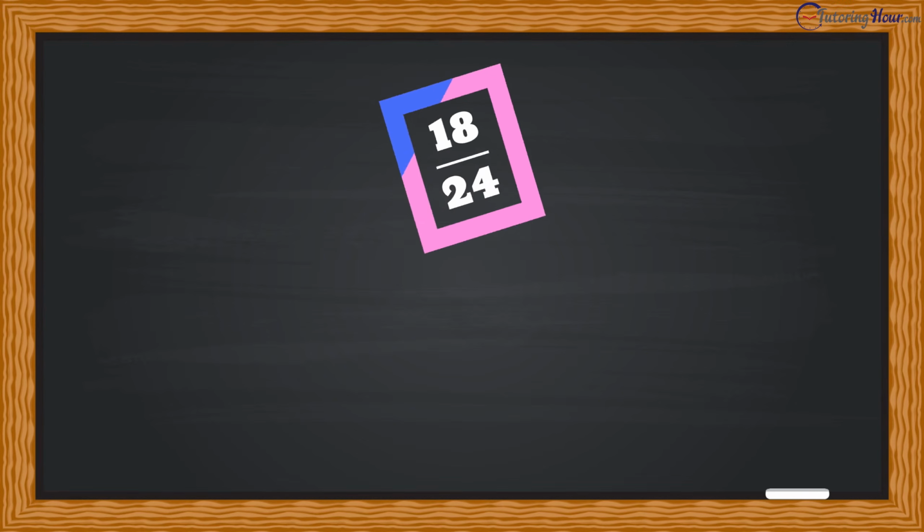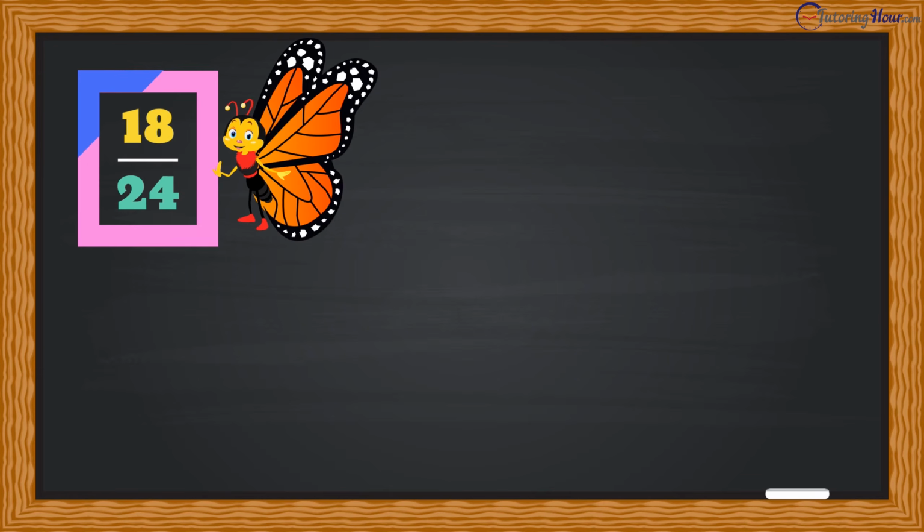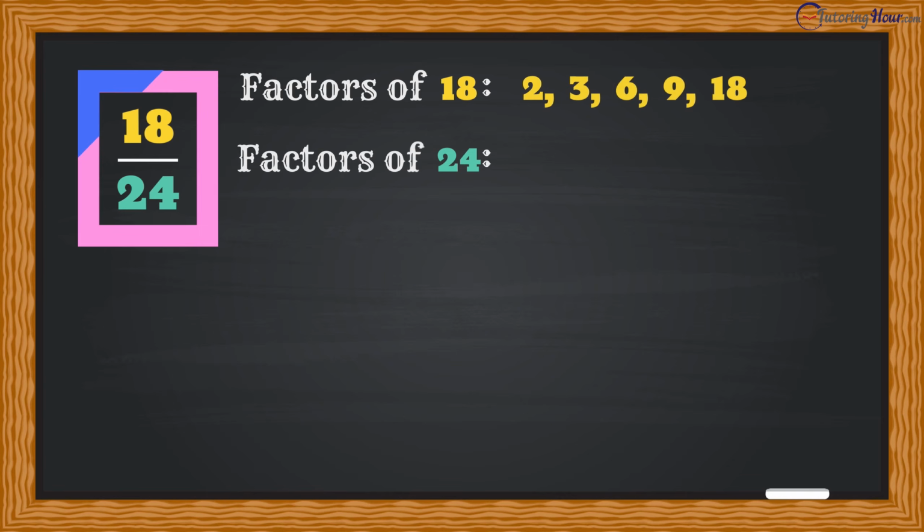Let's forge ahead by simplifying one more fraction using the GCF method. This time, we have 18/24. First, we'll list out the factors of 18. The factors are 2, 3, 6, 9, and 18. Let's also write down the factors of 24, and they are 2, 3, 4, 6, 8, 12, and 24.